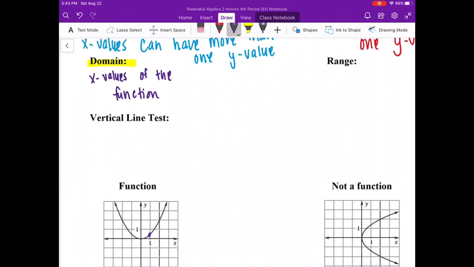So when you're trying to find the domain of a graph, you want to make sure you're reading the graph from left to right.